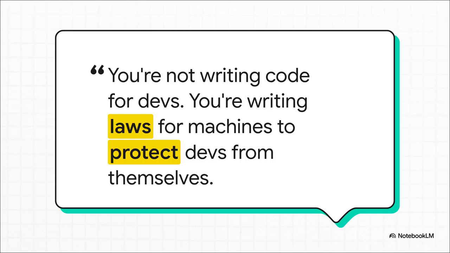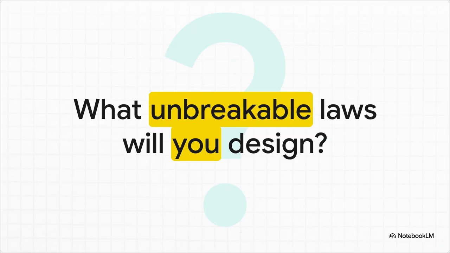And I want to leave you with this final thought because it perfectly captures the shift in mindset. When you're using these patterns, you're not just writing code for other developers to use. You're crafting laws for the machine itself. Laws that will protect every developer, including your future self, from making simple yet catastrophic mistakes. So the next time you sit down to build something, don't just think about the code. Think about the rules. Think about the system. And ask yourself this: what unbreakable laws will you design?